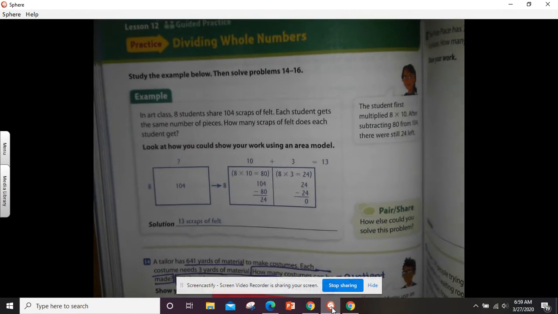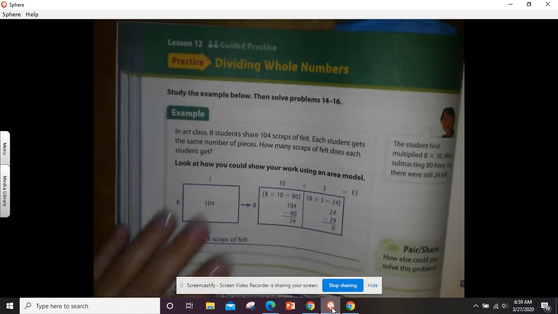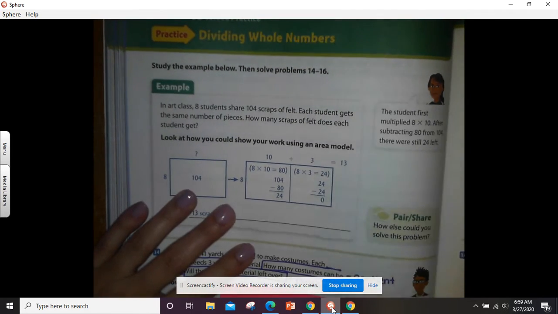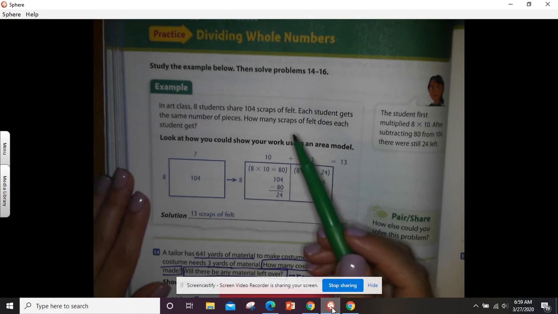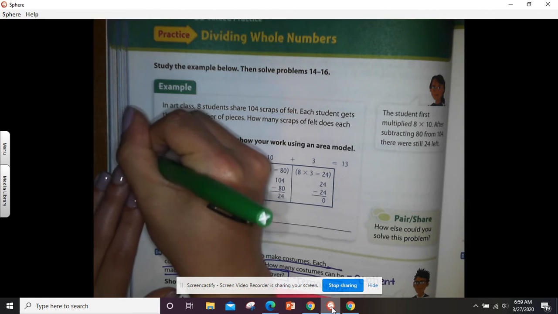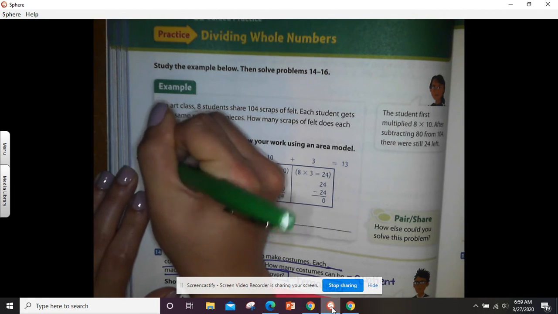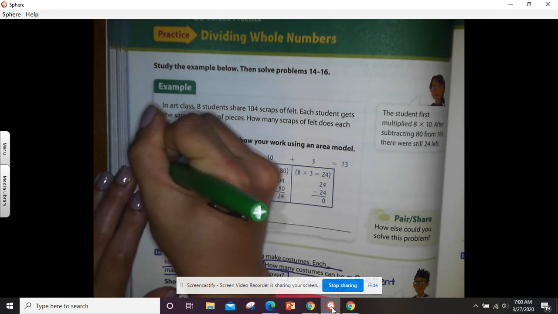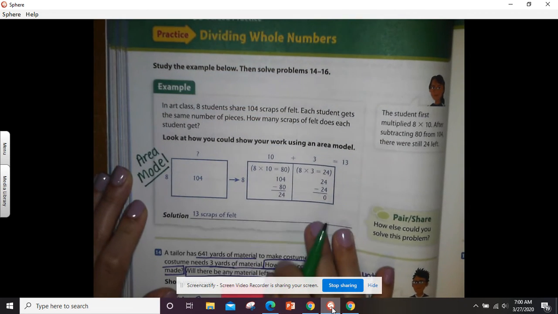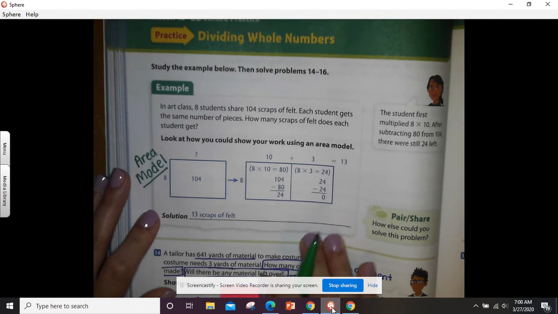Great. So what we're going to do this week is we're going to be working on dividing whole numbers. I'm going to ask you to just take a few minutes. I want you to look through this example. If you remember, this is called the area model strategy for division. And I want you to take a second to remember how to use this strategy to solve a division problem. So pause now.